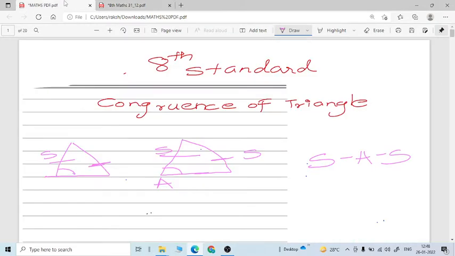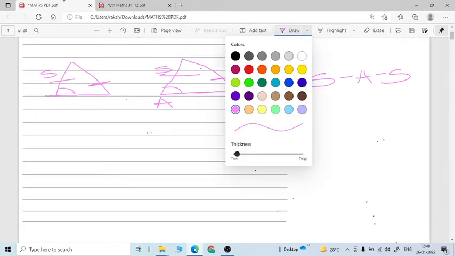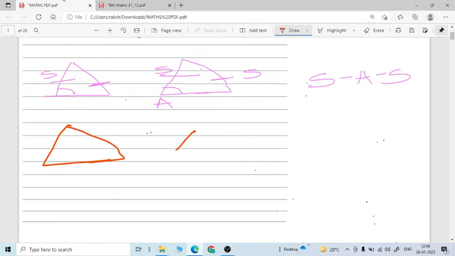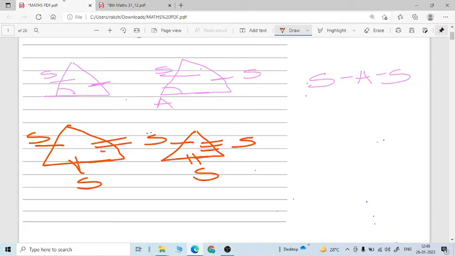Listen clearly. If two sides are same, this first side same, second side also same, and third side would be also same, then it is called SSS test, side side side test. Then both the triangles are congruent.